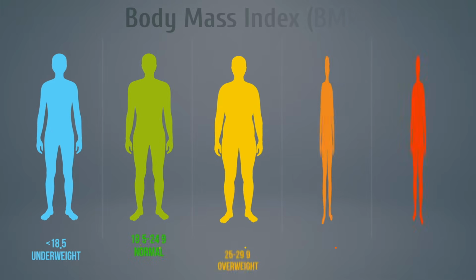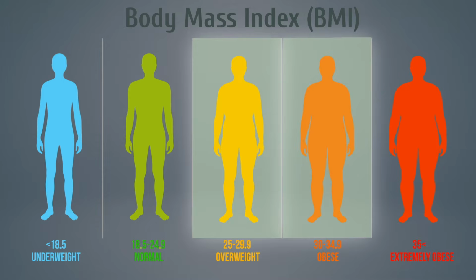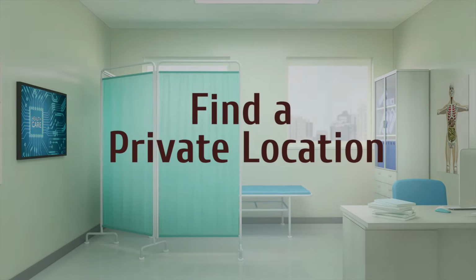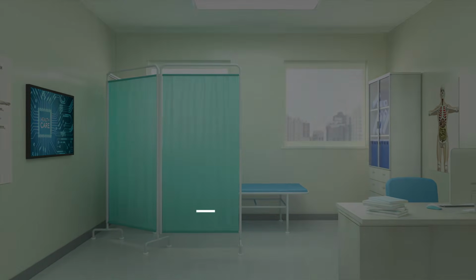For patients with a BMI greater than 25 but less than 35, measuring waist circumference can provide additional information about the patient's risk of complications from obesity. The first step is to ensure that the patient is in a private location, such as an exam room, and ask for permission to take a waist circumference.